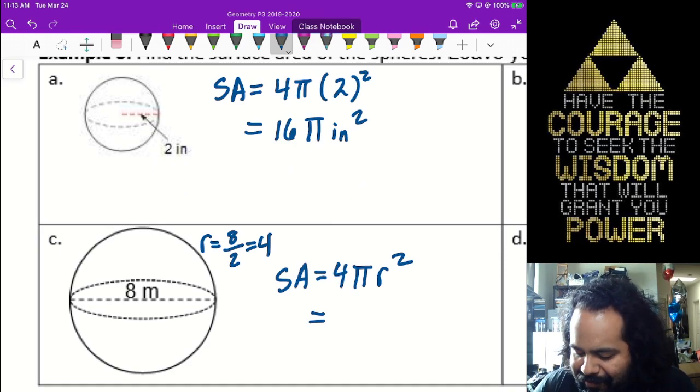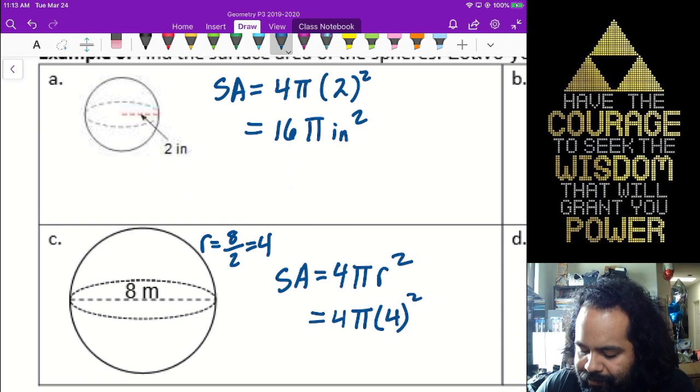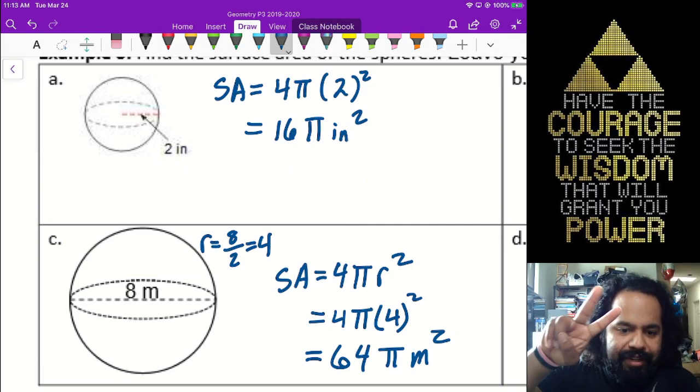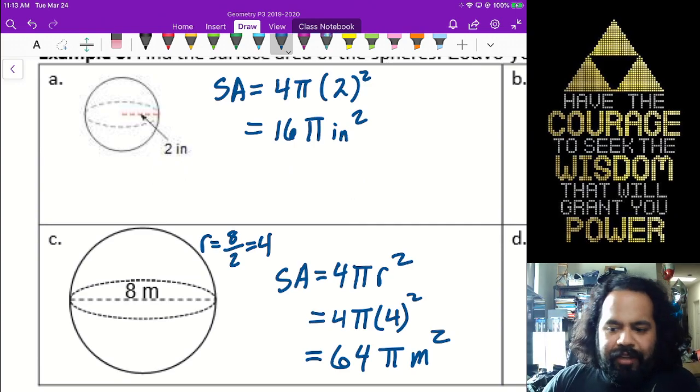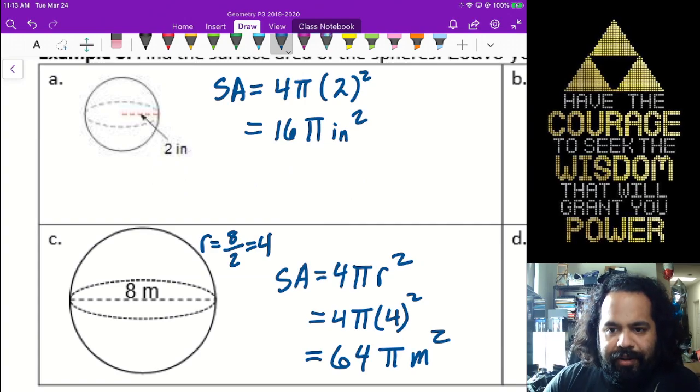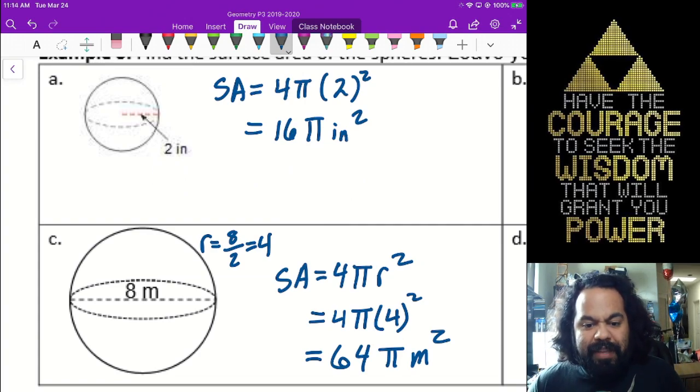You guys are funny. Super funny. 4 squared is 16. 16 times 4 is 64 pi meters squared. Okay. You guys are going to do the next 2 on your own. I'll leave that up there for y'all, but you guys should be able to knock those 2 on your own, and we're basically done.